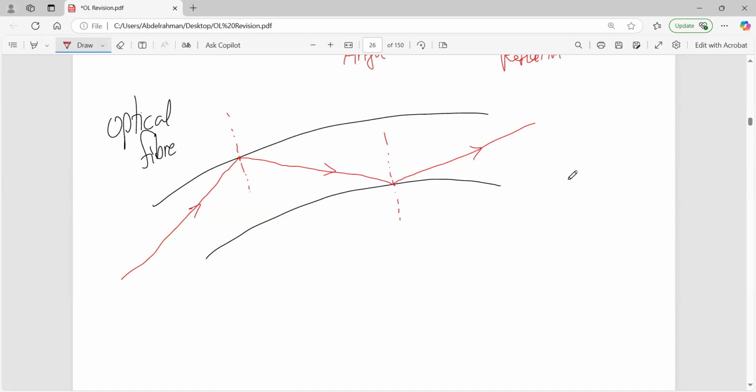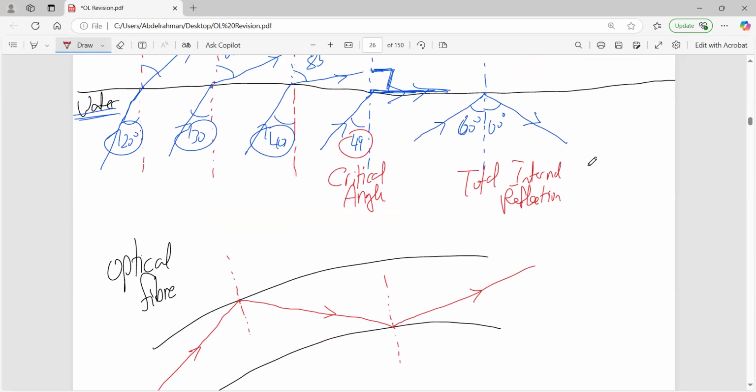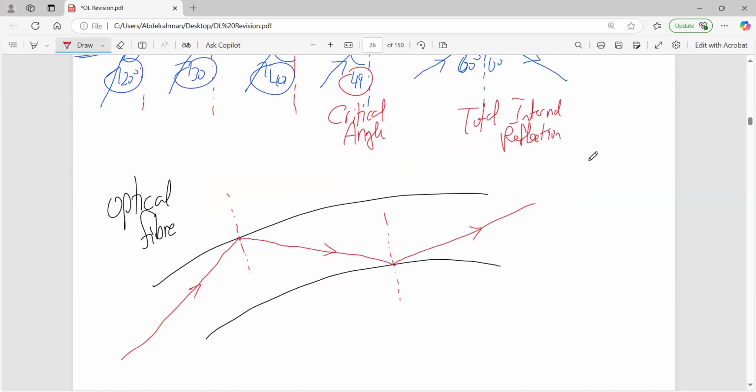But since the speed of light is 3 times 10 to the power of 8, 300 million meters per second, that's why we don't feel any lag. It's almost instant to transfer any data from one point to another in any part of the world using these optical fibers. The angle must be greater than the critical angle so that the light is totally internally reflected inside the medium.